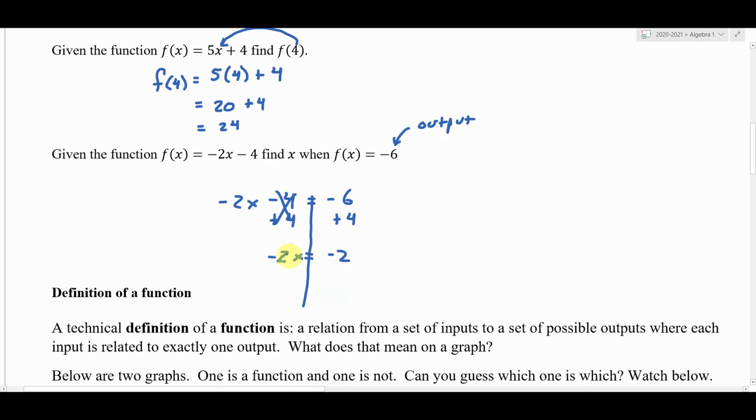Now since this is multiplication, negative 2 times x, I'm going to undo that multiplication with a division of negative 2. And whatever I do on one side, I have to do on the other. So the negative 2's will cancel, and I'll finish it over here. We'll be left with just x, and then negative 2 divided by negative 2 is a positive 1. So this is the input. The output is negative 6. So it's saying when I put a 1 in, I'll get that negative 6 out. And that's the value of x they wanted to find. Okay. All right. So that concludes the review.